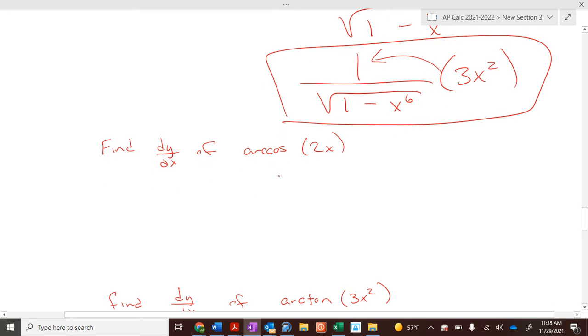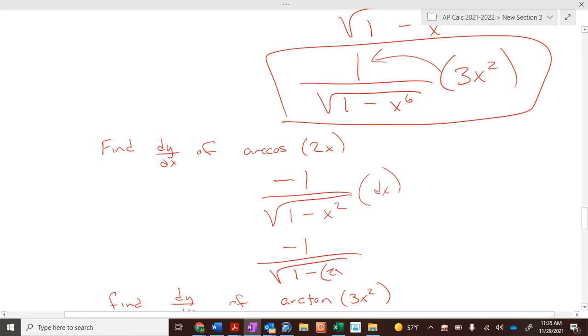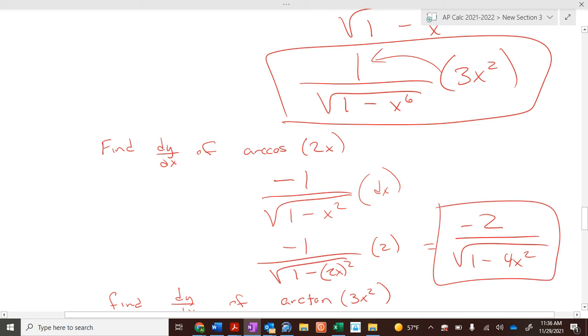Okay, our cosine is negative 1 over the square root of 1 minus x squared times dx, basically. So it is negative 1 over the square root of 1 minus 2x squared times 2. So it'd be negative 2 over the square root of 1 minus 4x squared. There we go.